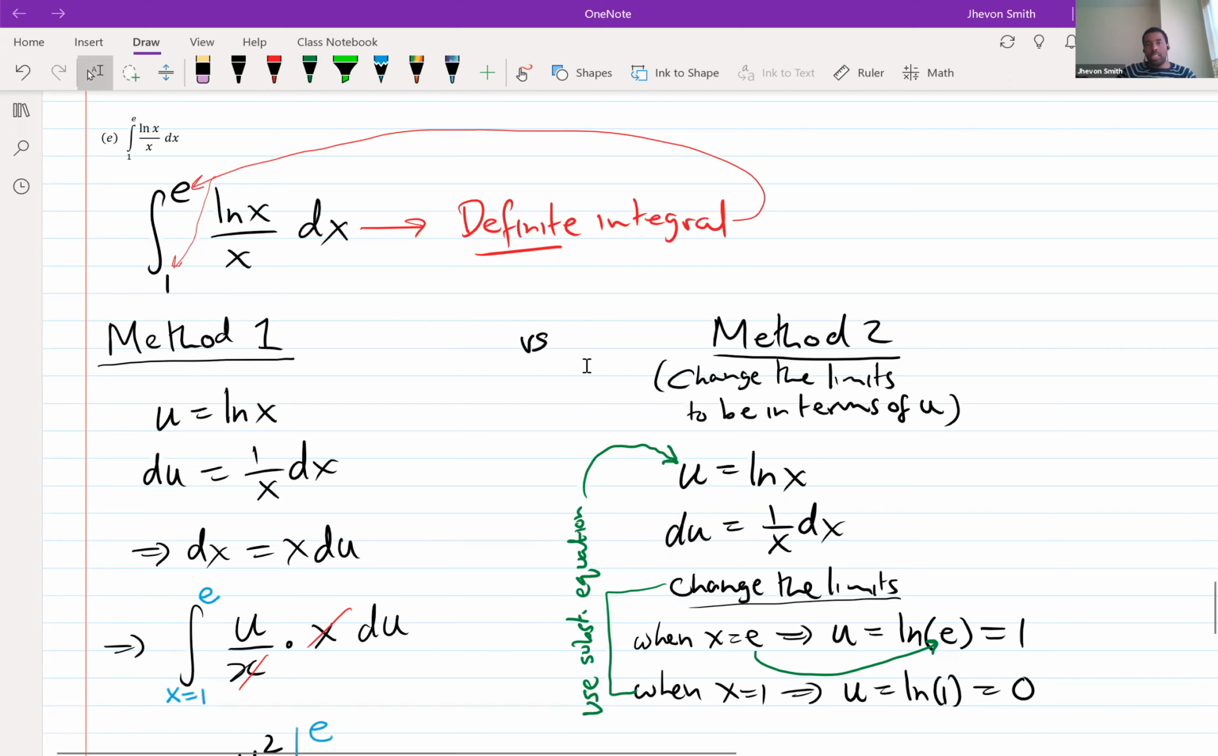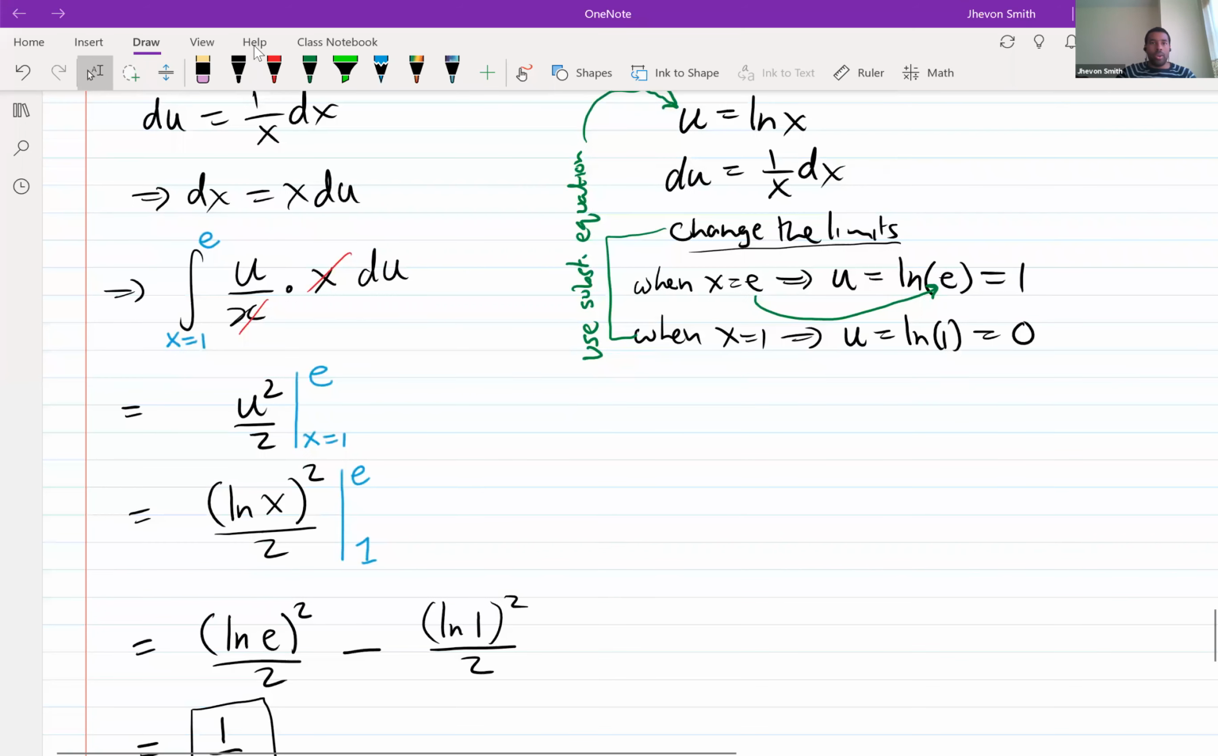Now, what does that get you? Well, now you're in a situation where you have new limits to go along with the new variable. And this will actually save you from the back substitution. So everything else is going to look the same. You're going to have this u over x times x du. But on the limits here, you're going to have the 0 and the 1. And I don't need to say x equals this because these numbers correspond to the du.